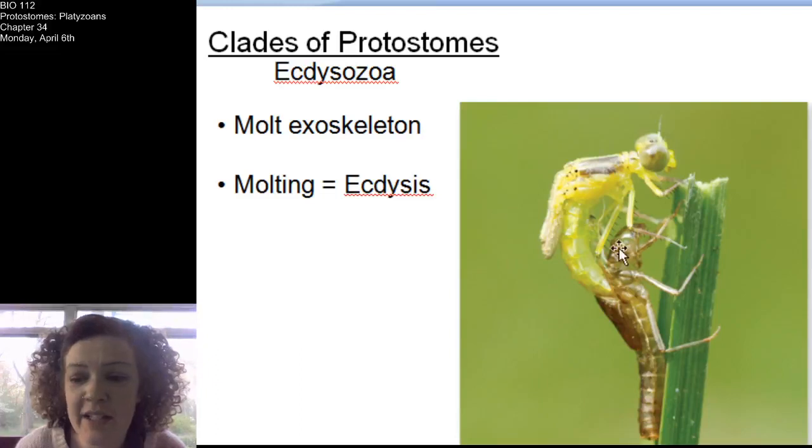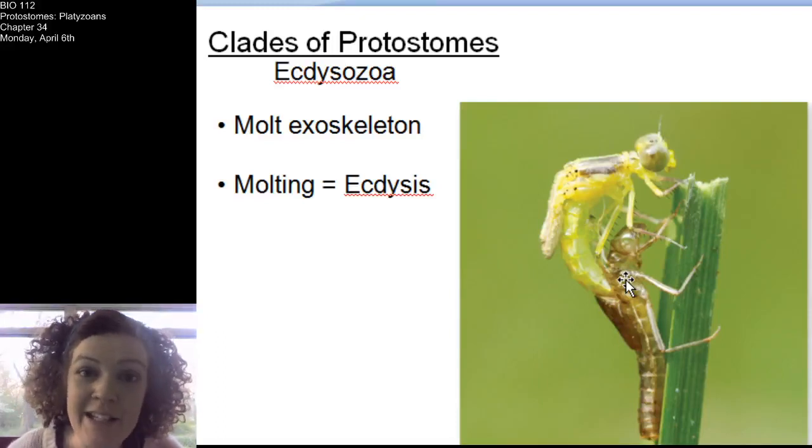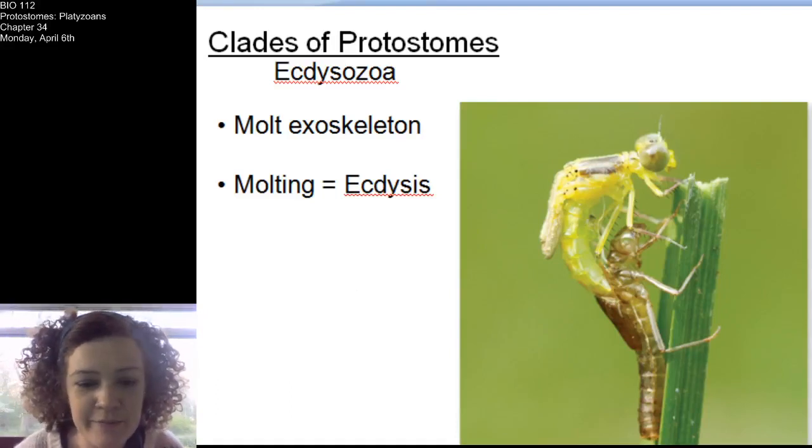So the Ecdysozoa, this is a damselfly molting. It's beautiful, don't you think? These organisms get their name because they molt. Ecdysozoa means molting animals, and ecdysis is the process of molting. That's the scientific name for it. So you can sound really smart if you want to use that word. All right.